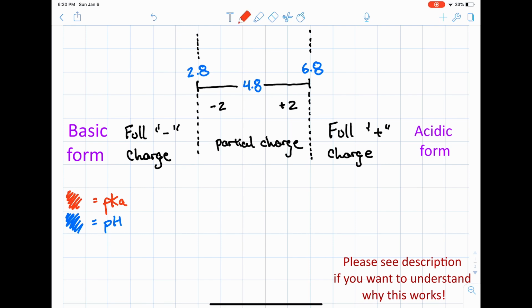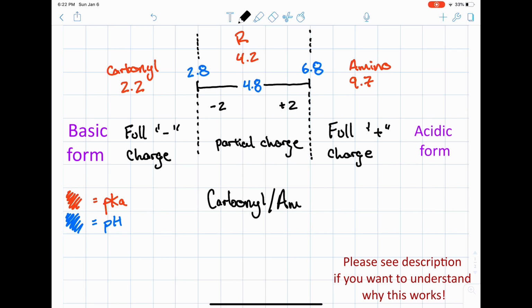Starting with the carbonyl, it has a pKa value of 2.2, so we would write that number outside the range to the left and also label it as a carbonyl because the type of group it is will affect the kind of full charge it gets. The amino group has a value of 9.7, so we would write that number outside the range to the right. The R group, however, has a value of 4.2, which is within the range. Overall, we now know based on the regions that the carbonyl and amino group have full charges and the R group has a partial charge.